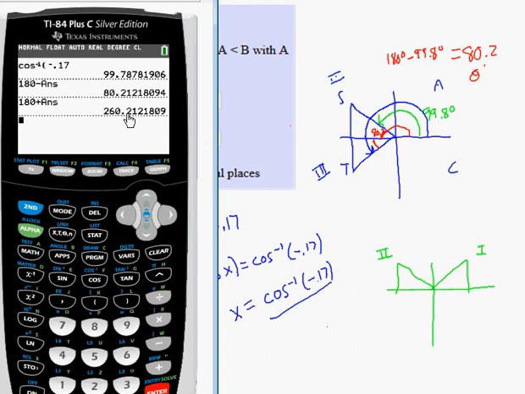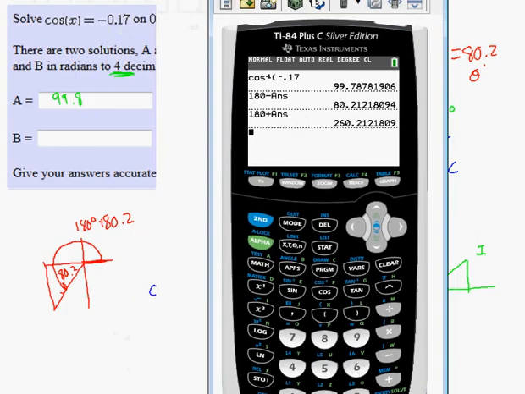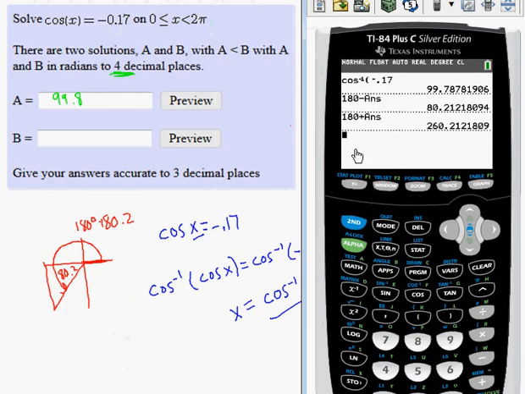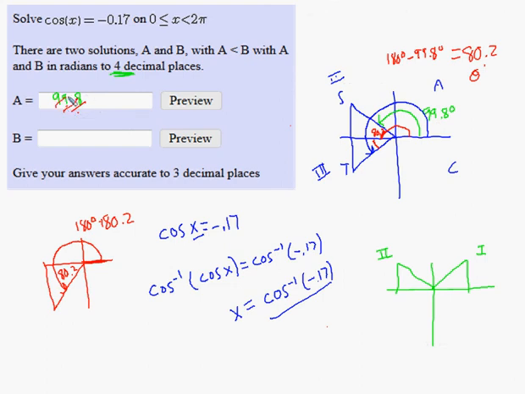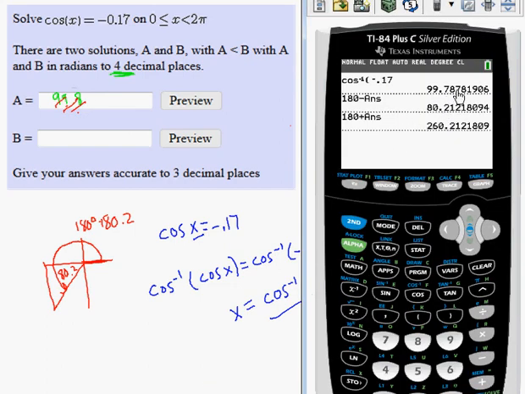Again, the Math AS wants 4 decimal places, so I should be a little more careful. So one of my answers is 99.8. It really was 99. For some reason I can't display both, so 99.7878 would be one of the answers, and then the other answer would be 260.2122 if you want to round to 4 decimal places.